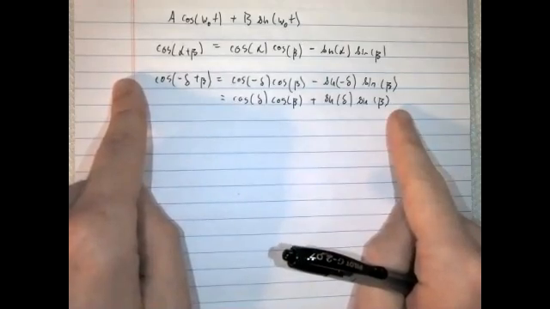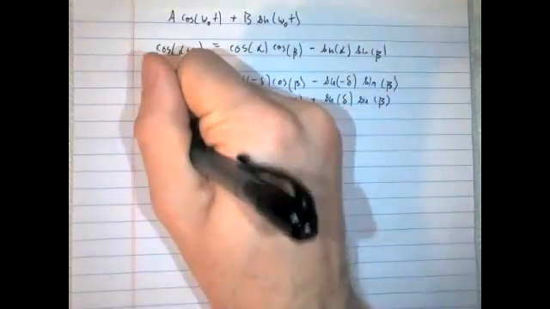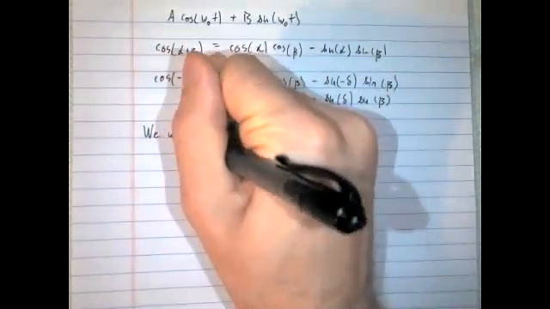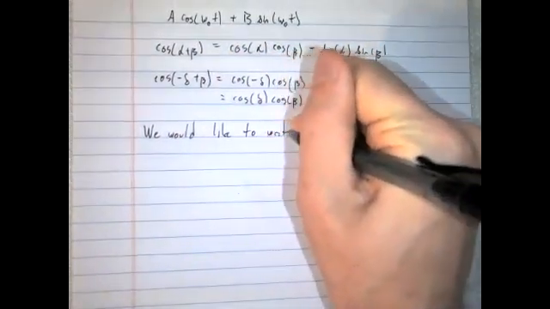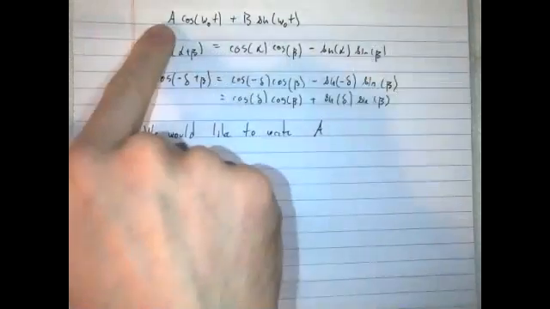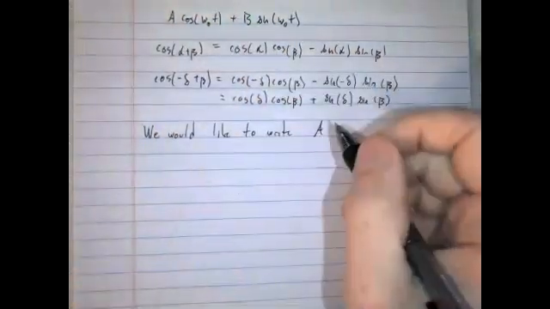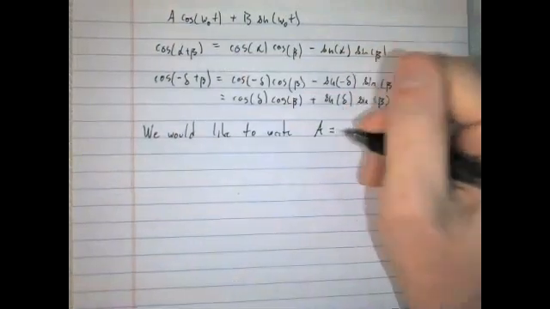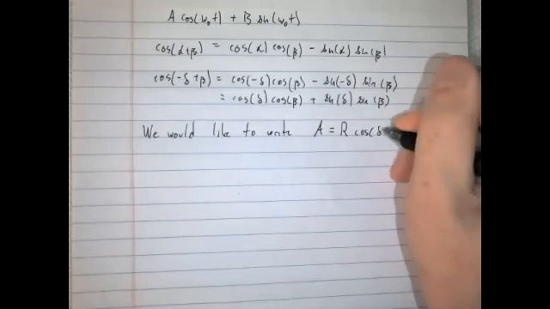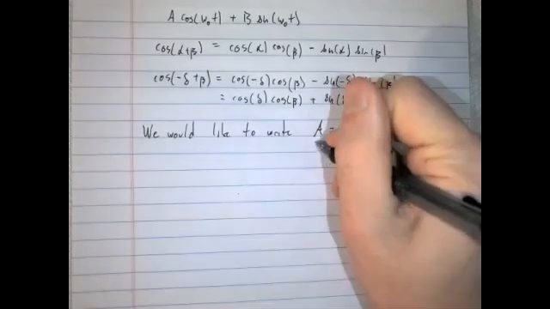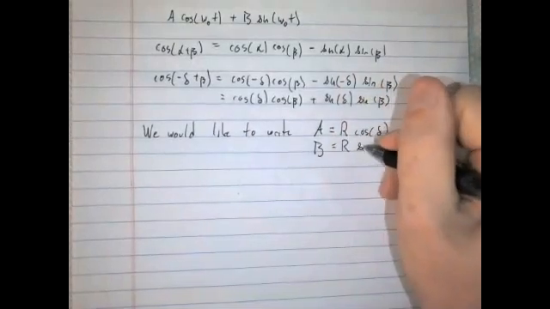Yeah. Great. So what we would like to do for our change of coordinates is we would like to write A. Remember, A is some number, any real number in front of this solution. I want to write A as being equal to R times cosine of delta. And I want to write B as being equal to R sine of delta.